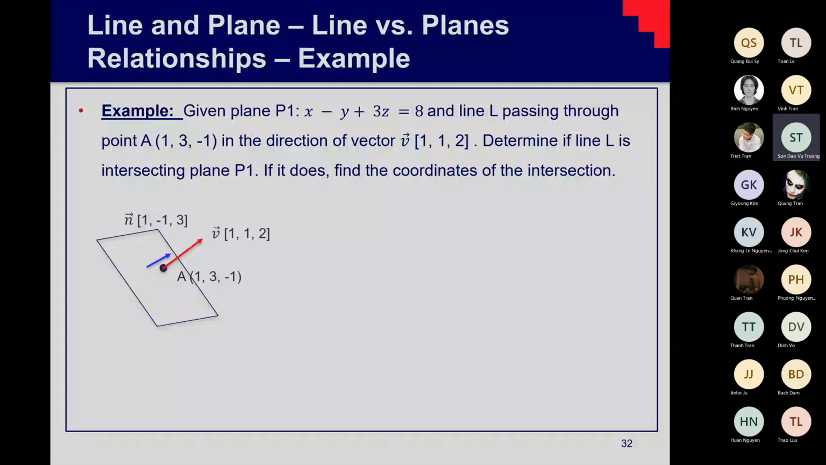So what is the normal vector to the plane P1? Actually, it's already here. Okay, so 1, minus 1, and 3. And we have the direction vector v that is 1, 1, and 2. So in order to check whether these two are orthogonal, we have to use the dot product. So can someone tell me what is the result of the u vector dot v vector?